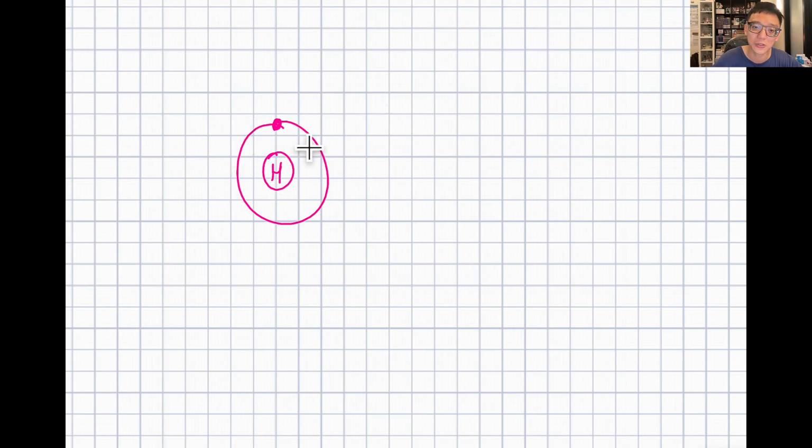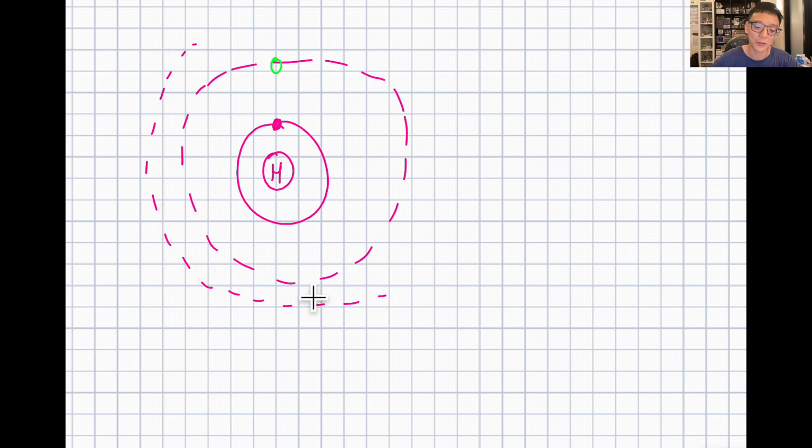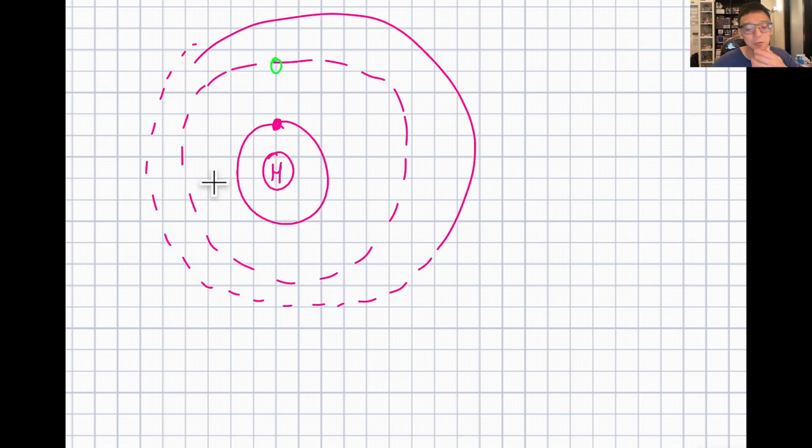However, if you provide enough energy, then the hydrogen electron would be able to move to a second orbit, let's say somewhere here. Then if you provide enough energy to go to a third orbit, it will go even higher, maybe something like this, then the fourth, and so on. So let's say this is n equals 1, meaning the first shell, the first orbit, this is the second, this is the third.